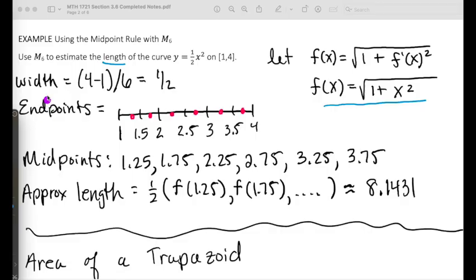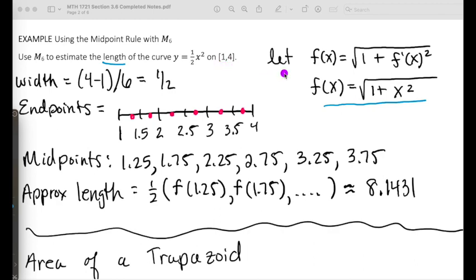Now, we can also apply this idea for finding the arc length of a curve. So I want to use 6 intervals. This is M6. So we're going to use the midpoint formula and 6 intervals, and we're going to estimate the length of the curve 1/2 x squared on the interval from 1 to 4.